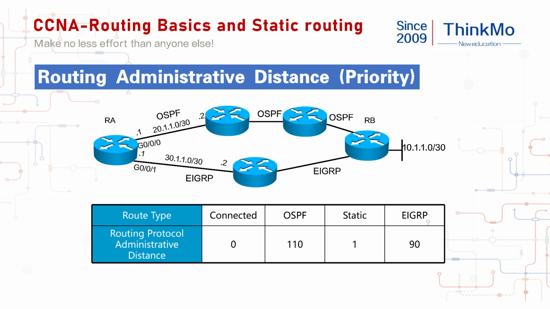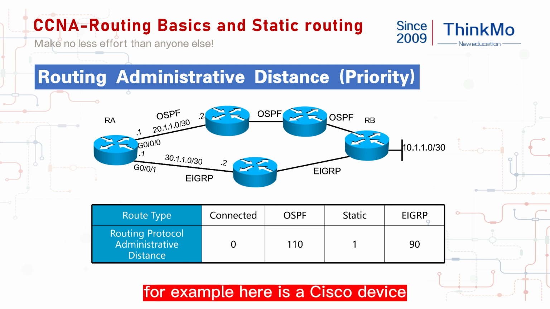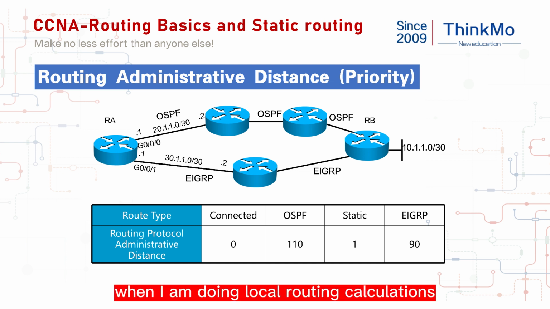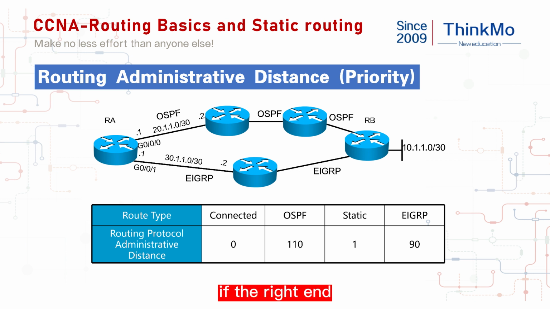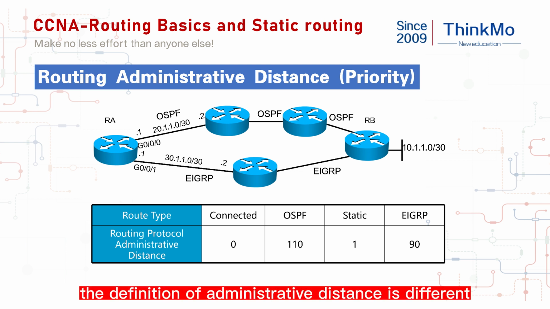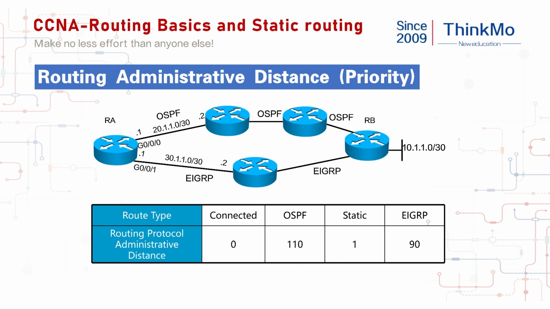And it is cost-effective. So you will see all kinds of equipment used together on site. For example, here is a Cisco device. On the Cisco device, when I am doing local routing calculations, it is calculated according to its own administrative distance. If the right end here is another manufacturer's equipment, then it is different from Cisco. That is, for network equipment from different vendors, the definition of administrative distance is different. So there is no way to compare. It is only valid for this device. They made some agreements with each other, and then when calculating, do calculations locally.